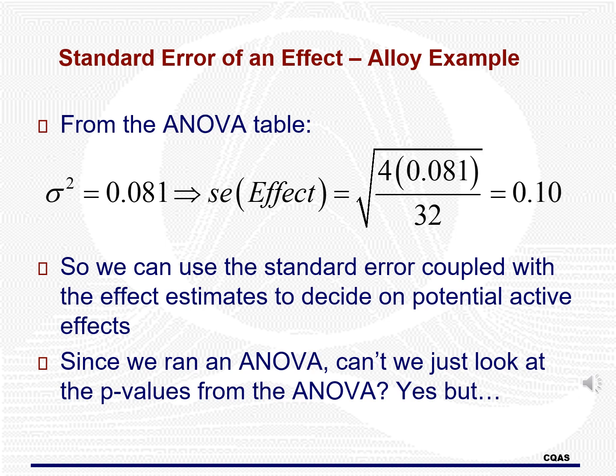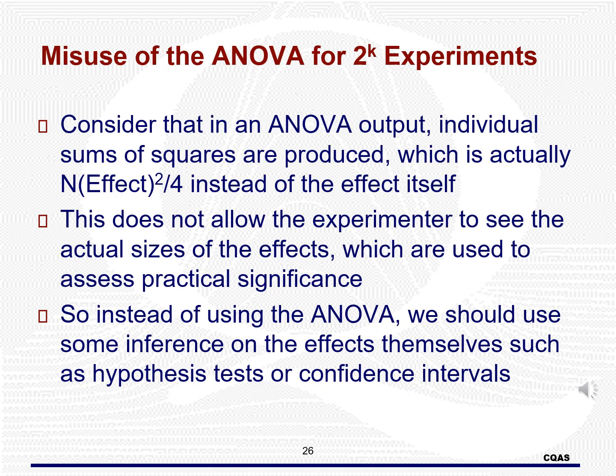Didn't we fit an effect model here using an ANOVA? Can't we just look at the p-values from the ANOVA table to decide which effects are active? Well, of course we can, but there is a reason why we wouldn't want to. Notice that the sums of squares are a function of their corresponding effect. This does not allow for the direct inspection of the effect itself, which of course removes any chance of a practical perspective on the size of the effect. To remedy this, we suggest that you utilize confidence intervals or hypothesis tests.